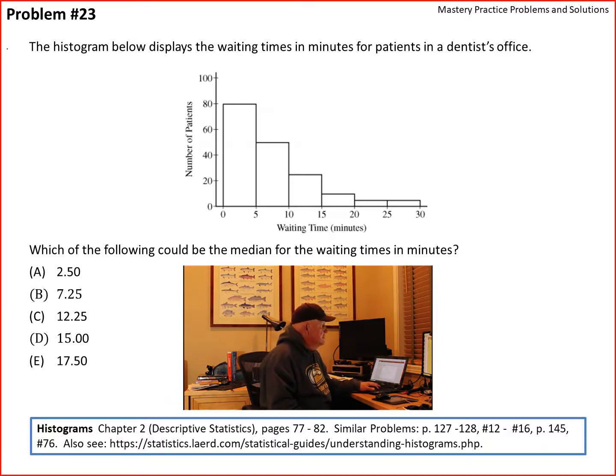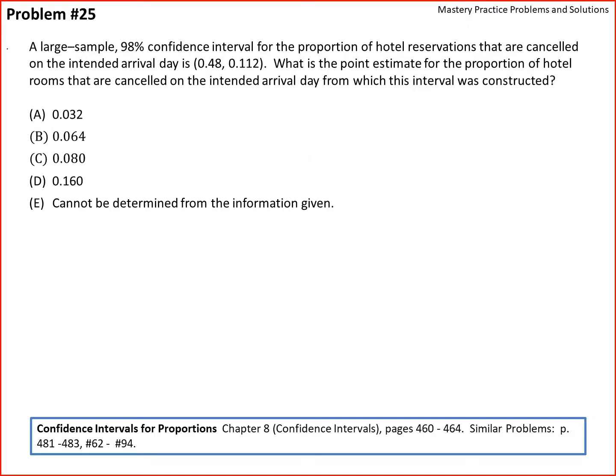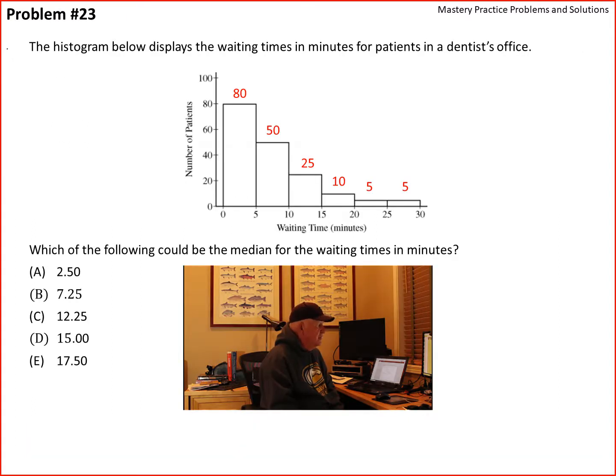So let's do that. All I have to do is go bar by bar and see what that represents. First bar represents 80. The next bar looks like 50. The next bar looks like 25, and so on. And so there's the numerical data associated with the graphic. If I just add that up, 80 plus 50 is 130, plus 25 is 155, plus 10 is 165, plus another 10 is 175. So it looks like the total count is about 175.